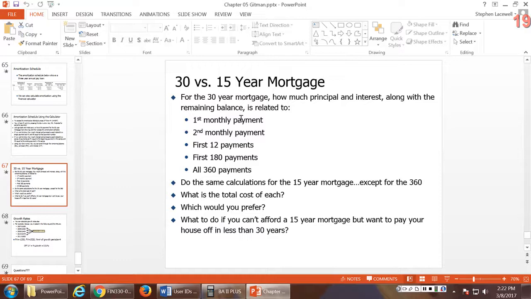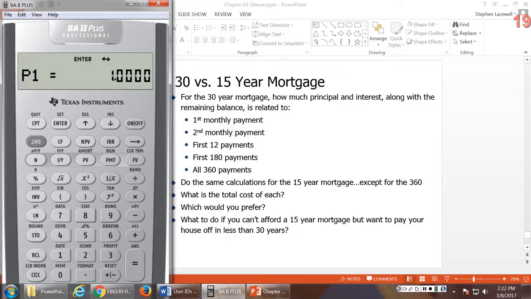So we just took a look at the first monthly payment. We could take a look at the second monthly payment. So I'm going to bring this up. I'm going to set P1 equal to payment number 2. Press the enter key. And then I'm going to press my down arrow key. And I'm going to set P2 equal to payment number 2. So 2, enter. Now if I press my down arrow key, it'll show me that after the second payment has been made, I still owe $159,614.